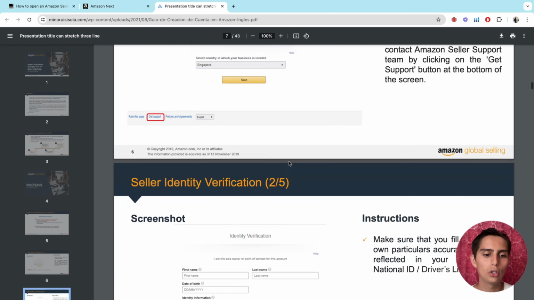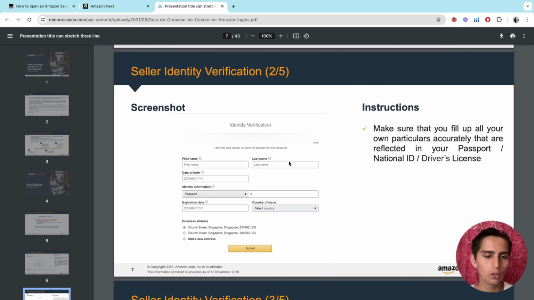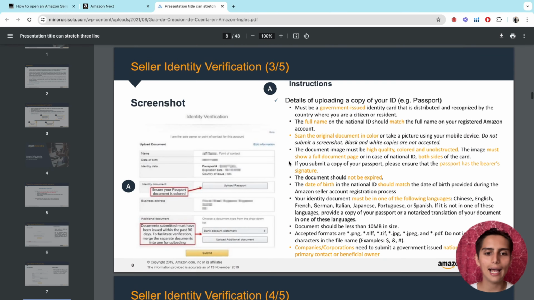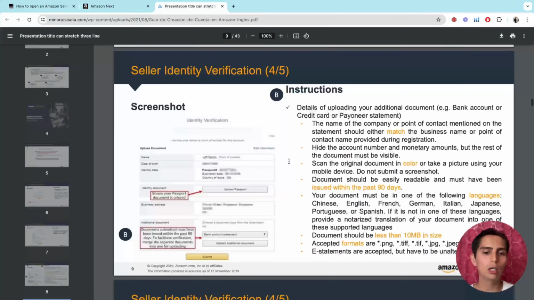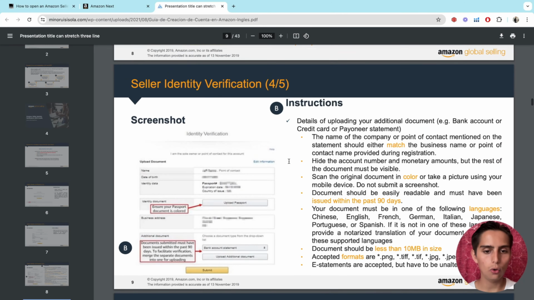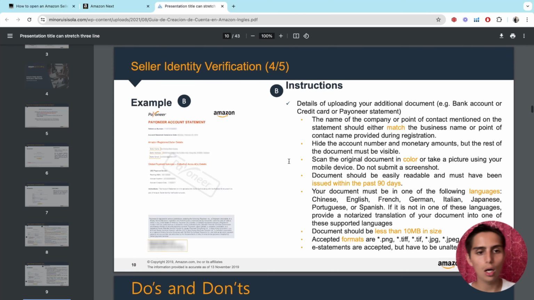So this is pretty much how it looks like. It's gonna ask you for your country, your first name, last name, and everything that has to do with your full name, your address. And here is where it actually asks you to upload something, to upload an ID.